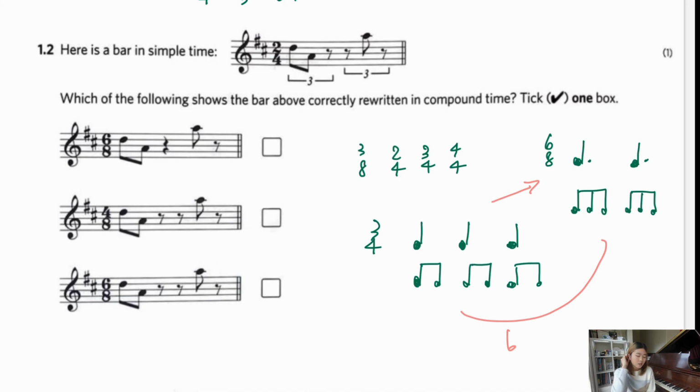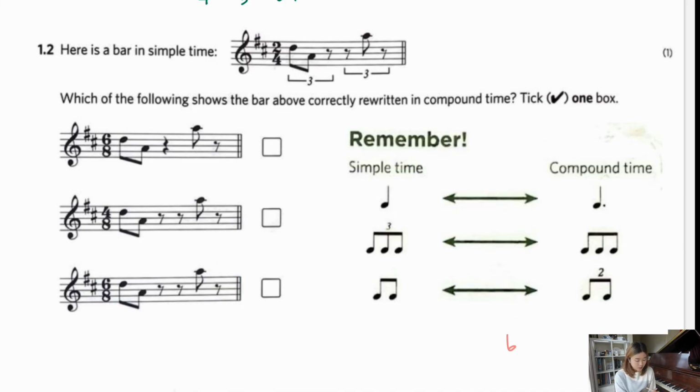Now we have some rules to remember when you're trying to do this kind of question. There are 3 rules that you can remember, and I'm going to show them right here. When we're transposing from simple time to compound time, we can cancel triplets. So we're going to cancel this triplet. I think all the triplets are removed, but we're not going to change any rhythm. It should sound the same.